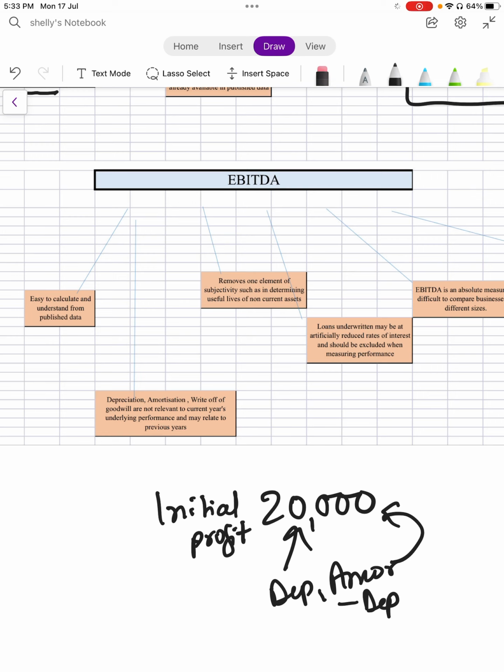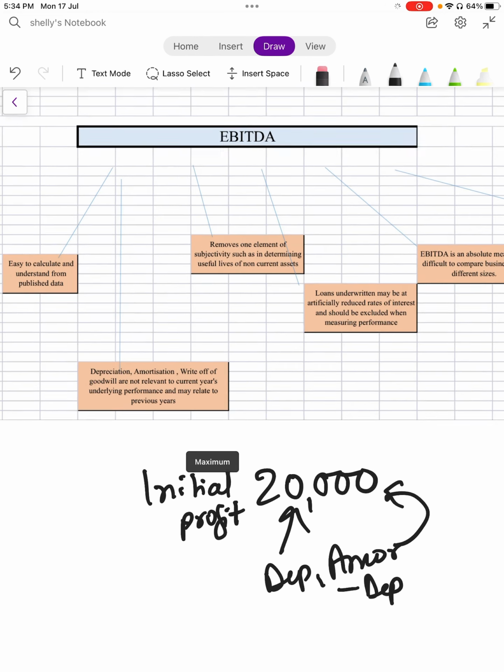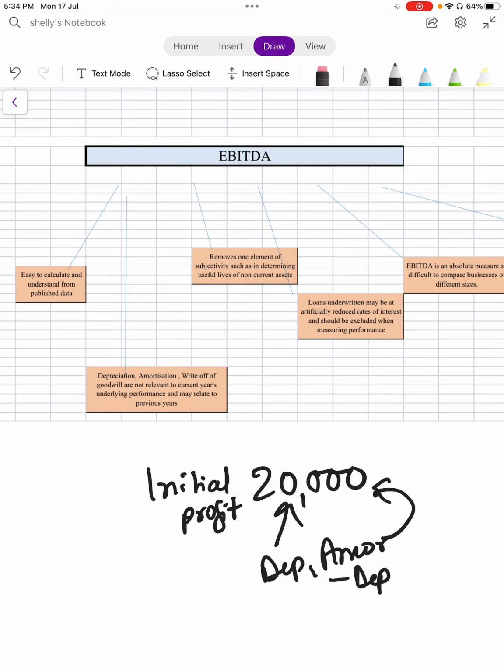Second, it removes the element of subjectivity, because for non-current assets we are not assuming any kind of lives. If I am dividing my asset of 1 lakh by 10 and charging a depreciation of 10,000, however another entity is calculating the depreciation by dividing by maybe 15, so it is calculating lesser depreciation. That is not there. Subjectivity in determining the life of non-current assets is not there. So this is one example that overall this measure removes the subjectivity in some ways. Next, depreciation and amortization we are not reducing because it might be relating to previous years.